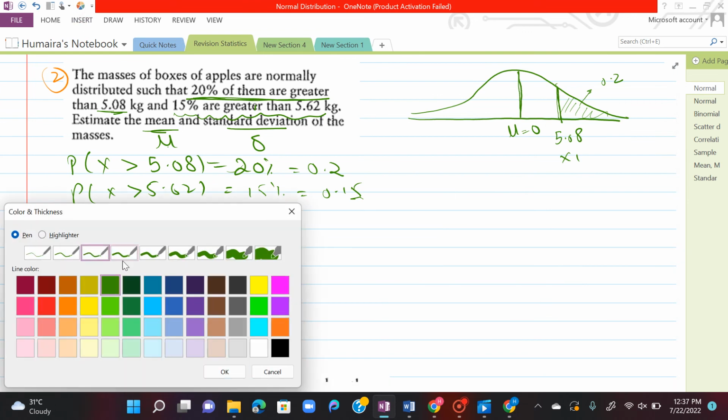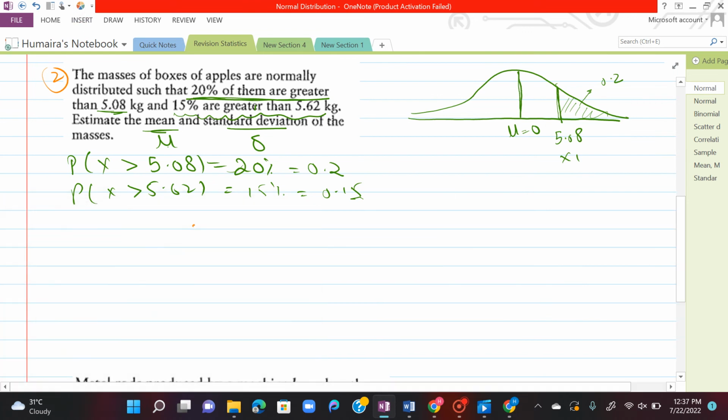And I'm saying that for greater than 5.62 it's 0.15, so I need lesser area than 0.2, so I must put x over here, the second value of x, which is 5.62, and claim that this region is 0.15. Got it? Because the greater part is written in the question. So since greater part is written, that's why I have picked up the right side value.